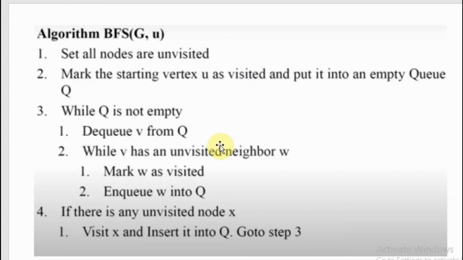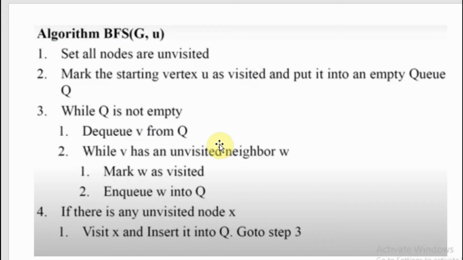Then you have to put it into an empty queue. So here we are using a queue. You know that a queue is FIFO operated. The first in and first out we have to do. So mark the starting vertex U as visited and put it into an empty queue.